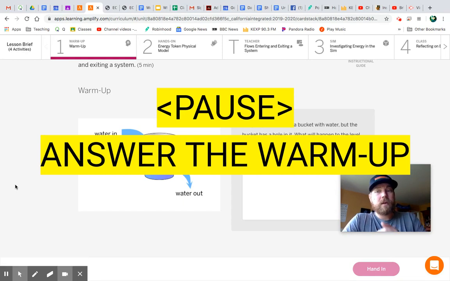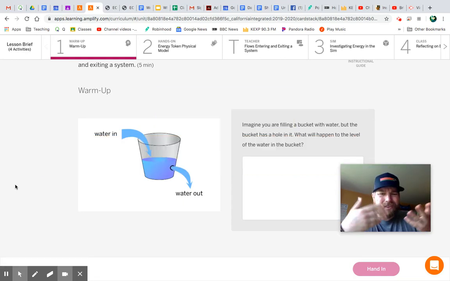Some of you may have said, well, if there's a hole in it, all the water is going to just come out and the level's going to go down. Some of you said, well, maybe it depends on how big the hole is. If it's a tiny hole, the water level might still go up. You might be pouring water in faster than it's coming out. I don't know. But we're going to keep exploring this as we go through this lesson.